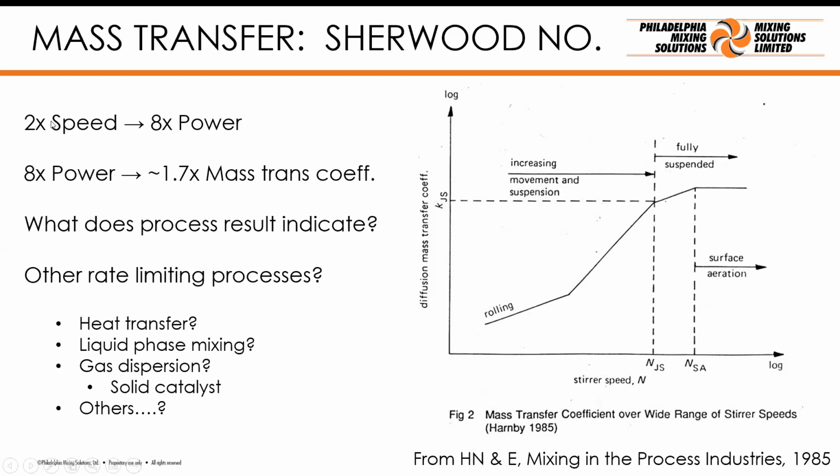So if we double the speed, we get 8 times the power input because the power is proportional to the speed cubed. And 8 to the power 1/4 is 1.7. So 8 times the power doesn't even double my mass transfer coefficient. So again, we need to go back and look at the process result.